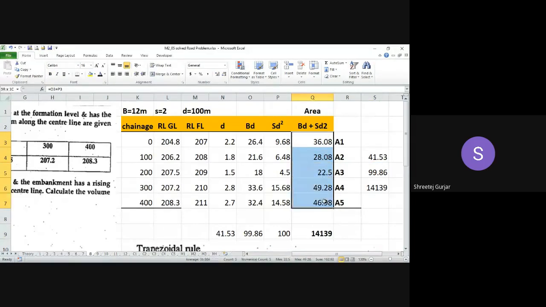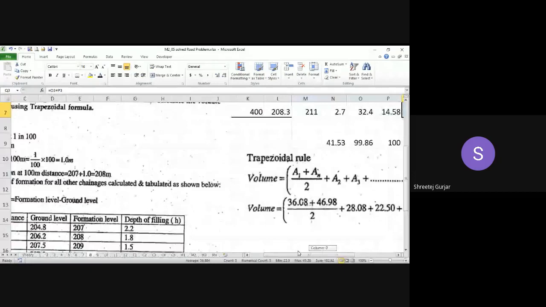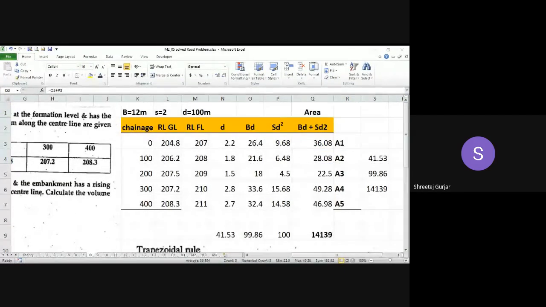You have to just calculate the cross-sectional area of each section, and then substitute that in your trapezoidal formula. That is nothing but the average of your first and last, and the summation of your remaining cross-sections, multiplied by the interval between each. Okay, so this is regarding your trapezoidal. I hope it is clear, very easy, no problem in this. If you are not understanding, please let me know.